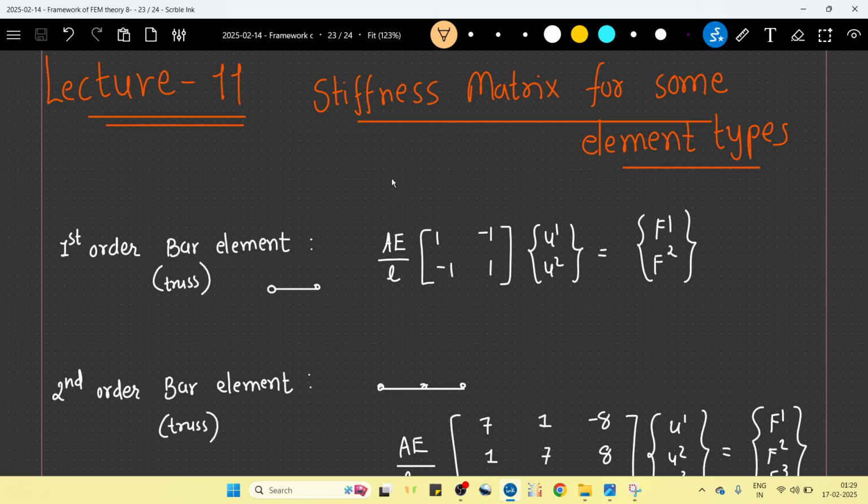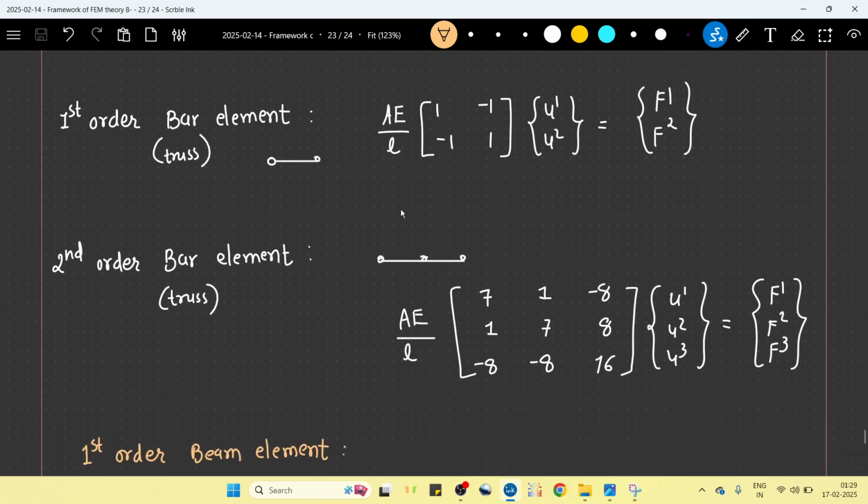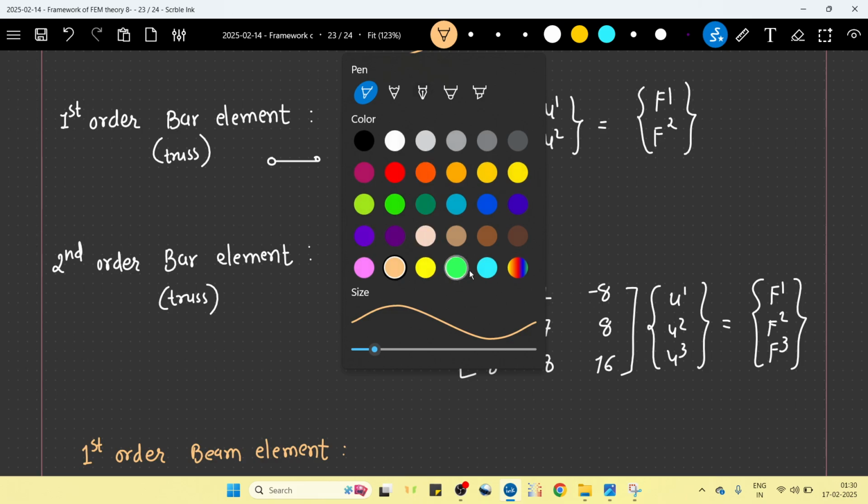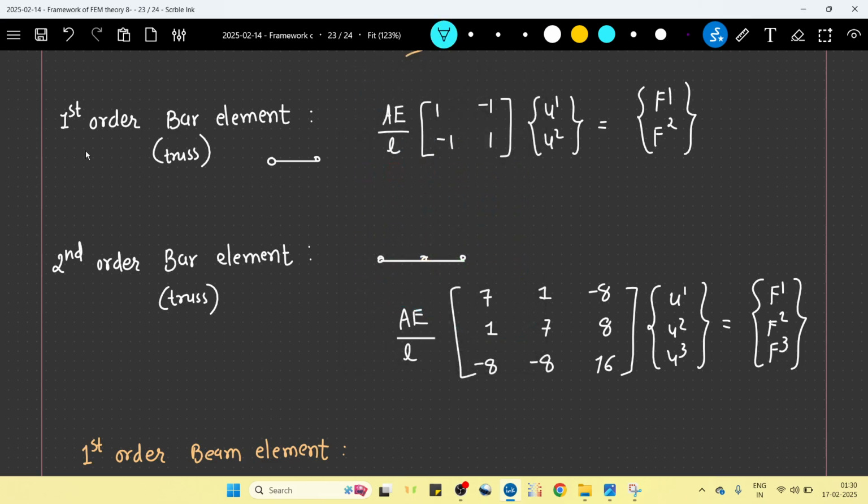Previously we have derived the stiffness matrix and FEA characteristic equation for the 1D bar element, but here we are not going to derive for all the elements. We are just going to show you the last FEA characteristic equations, the final derived one. So this is the first order bar element, which is also called linear bar element.